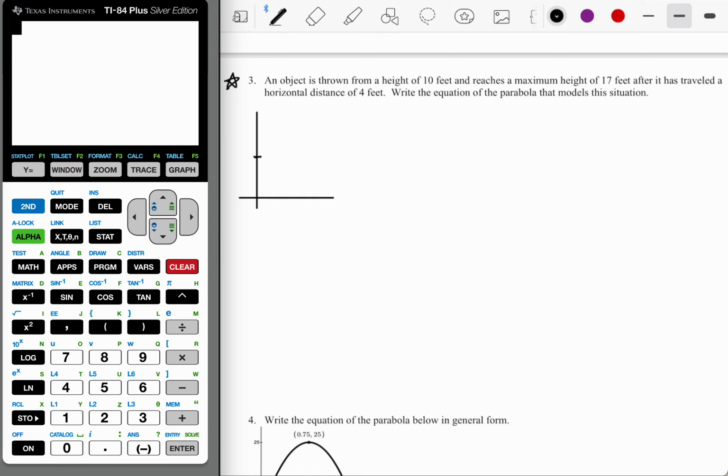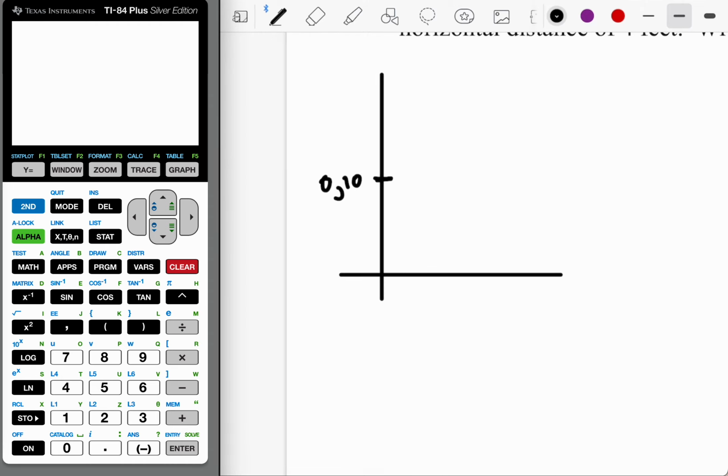But if that's where it's starting, then that would be the y-intercept, so it would have coordinates of 0, 10. Then it goes up in the air, comes back down. I'm assuming it hits the ground. But it's going to reach a maximum height of 17 feet after it's traveled a horizontal distance of 4 feet. So it's saying that it went over 4 units and up 17. So this would be coordinates 4, 17. Since it's the maximum, that makes it the vertex.